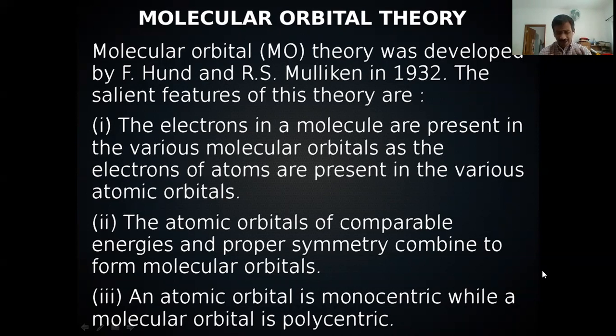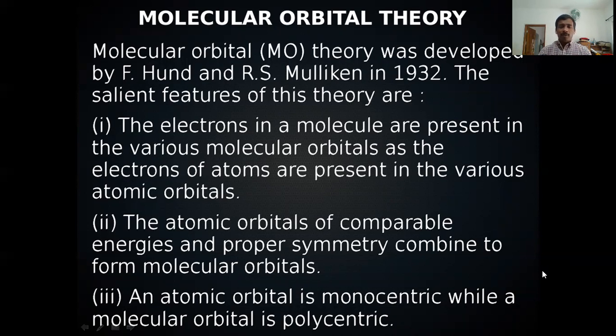So what is the important concept in molecular orbital theory? The most important concept in molecular orbital theory is that in molecules there are molecular orbitals and electrons are present in these molecular orbitals. We know the structure of the atom. In an atom, there are atomic orbitals and electrons are present in these atomic orbitals. Similarly, in molecules, there are molecular orbitals and electrons are present in these molecular orbitals.